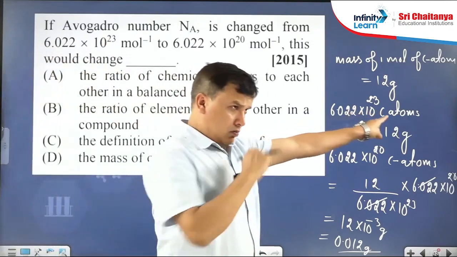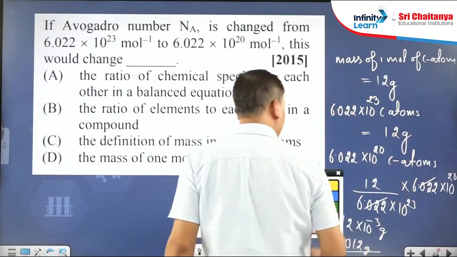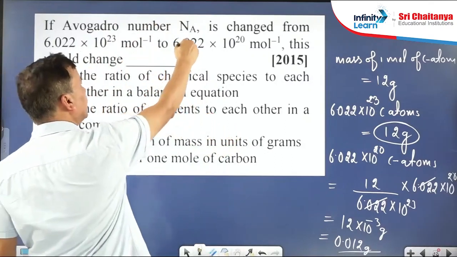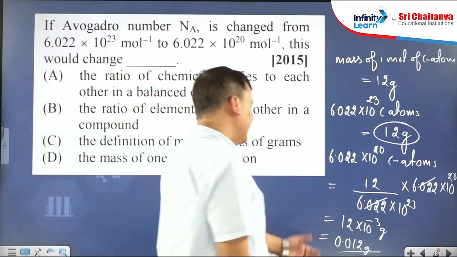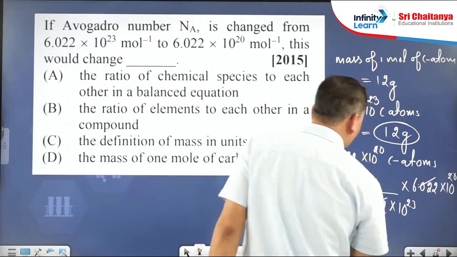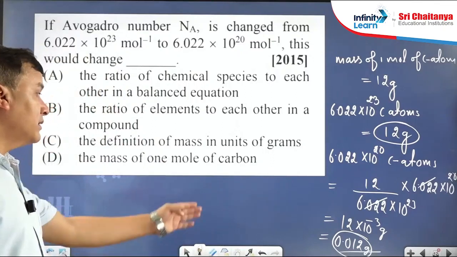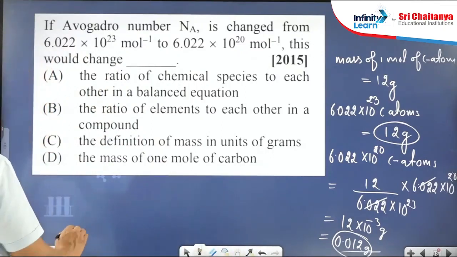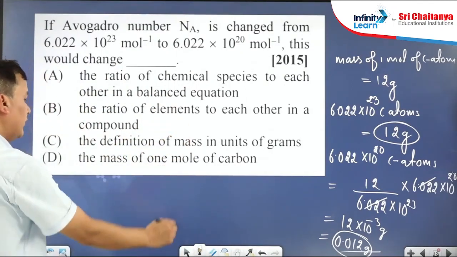Then molar mass is equal to what? 12 gram. And if this number is changed to 6.022 into 10 raised to power 20, then dear, mass of 1 mole will change to which one? 0.012 gram. You got it or not? So dear student, it is not going to change the ratio of chemical species of each other. It will change to which one?